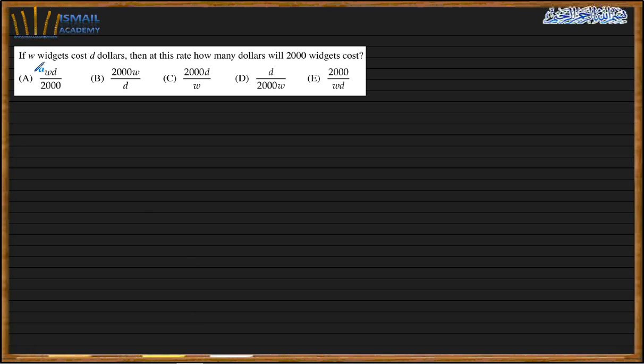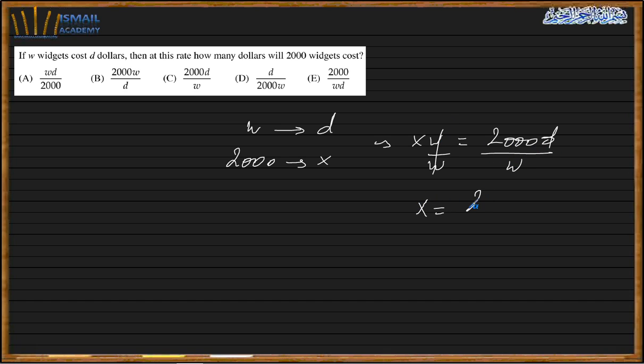All right, next question. If W widgets cost D dollars, so I have W widgets cost D dollars. At this rate, how many dollars will 2000 widgets cost? So I have 2000 and X, again I cross multiply. So I got XW equals 2000 D, divided by W to get X. So X will be 2000 D over W. So 2000 D over W is C. C is my answer.